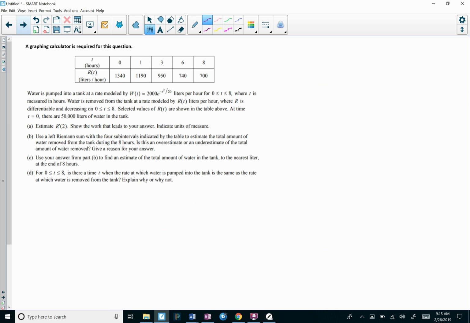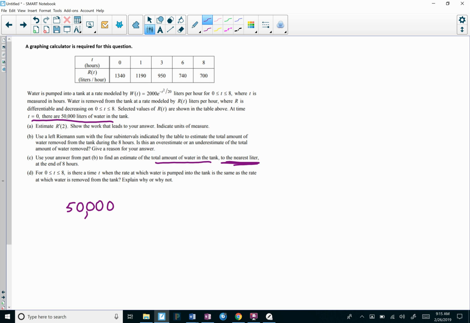Part B, or excuse me, C. Use your answer from part B to find an estimate of the total amount of water in the tank to the nearest liter. Make sure you read that because they want you to round. A lot of people didn't last year. At the end of 8 hours. Well, when we start, there are 50,000 liters.